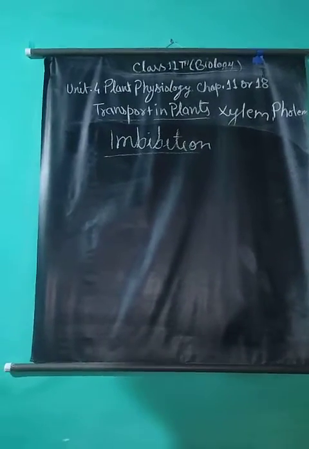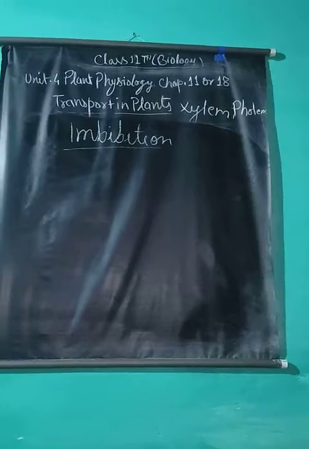Imbibition. Certain substances, when kept in water, absorb water and swell up, like cellulose, starch, and protein. If placed in a particular liquid, they absorb it and swell up. This process is known as imbibition.